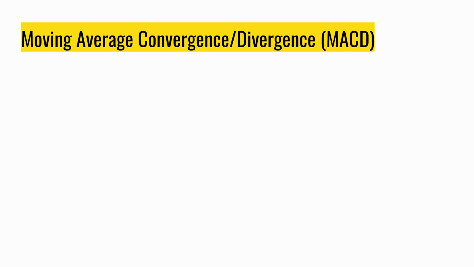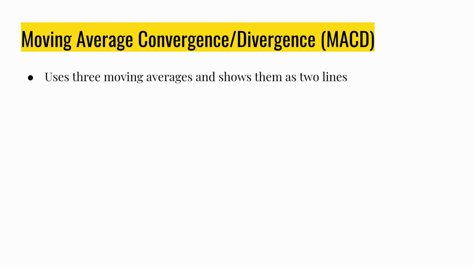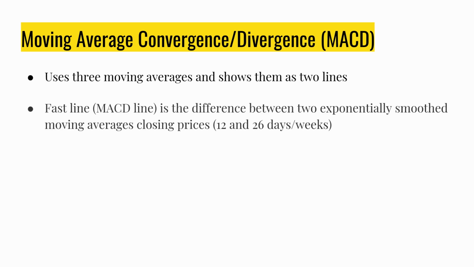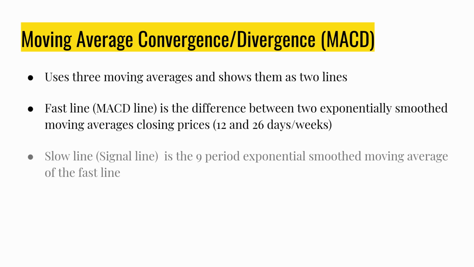The MACD is an indicator that uses the concept that I just explained. It uses 3 moving averages and shows them as 2 lines. The first line is called the fast line or the MACD line, and this is the difference between 2 exponentially smoothed moving averages. The 2 exponential moving averages are the 12 and 26 days or weeks. The second line is called the slow line or the signal line, and this is the 9-period exponentially smoothed moving average of the fast line.